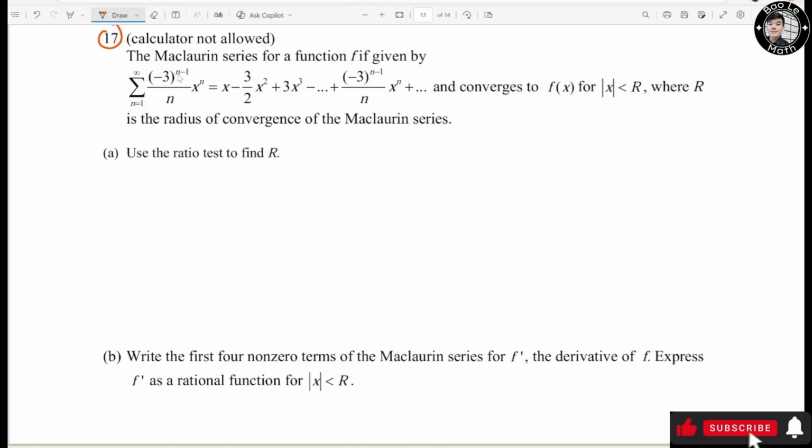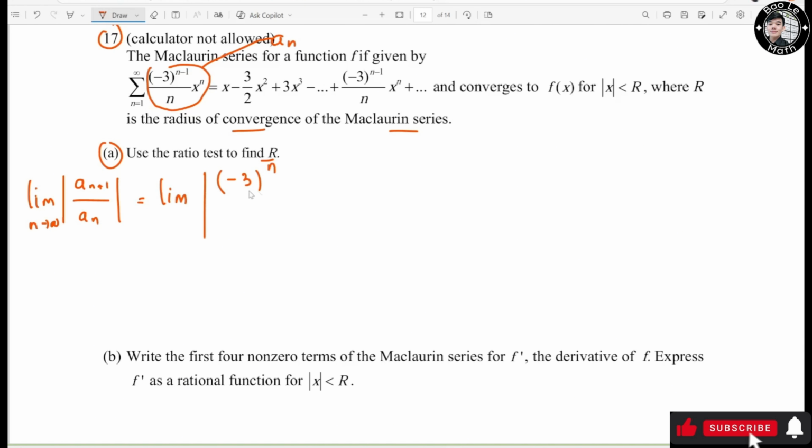Now let's move on to question 17. The Maclaurin series for the function f is given by this, and converges to f(x) for the absolute value of x less than R, where R is the radius of convergence of the Maclaurin series. Question A: use the ratio test to find R. Alright, so we have the limit of the absolute value of a sub n plus 1 over a sub n as n approaches infinity equals the limit. Let this one be a sub n. So a sub n plus 1 is going to be (-3) raised to the n over n plus 1 times x raised to the n plus 1, divided by a sub n. We're going to multiply by its reciprocal.